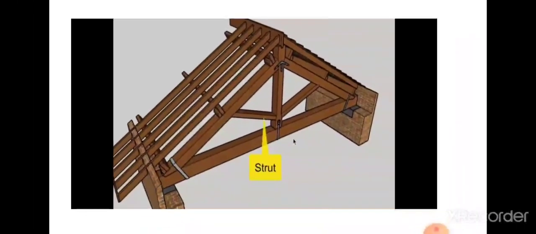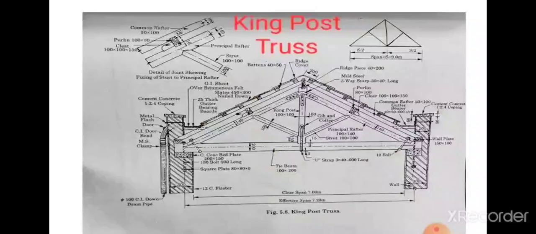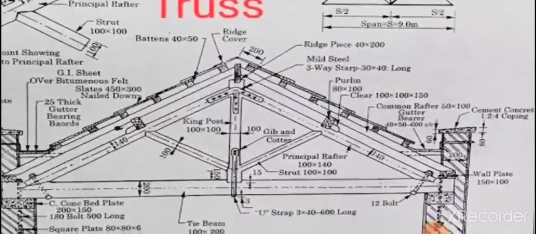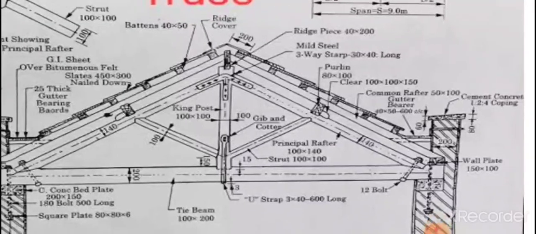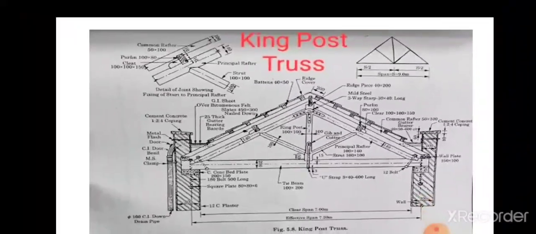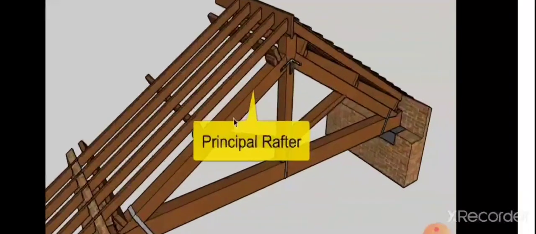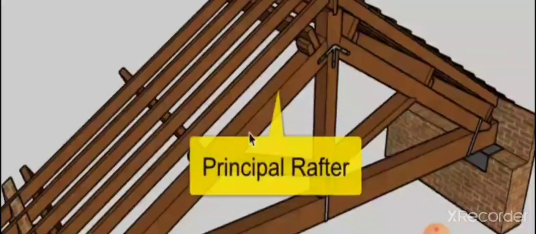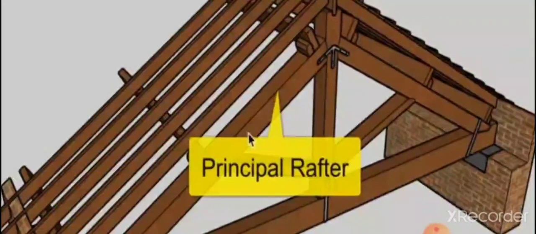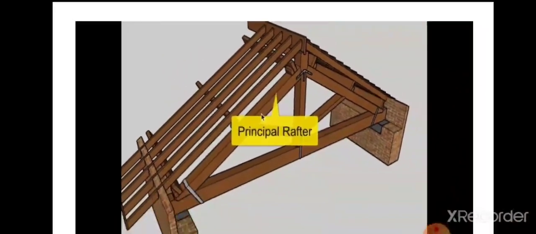One correction I think I need to make. The size of the principal rafter is not 100 by 100, it is 140 by 100. So from the front side, where the arrow mark is lying, the breadth is 140, and towards the inside the thickness is 100.